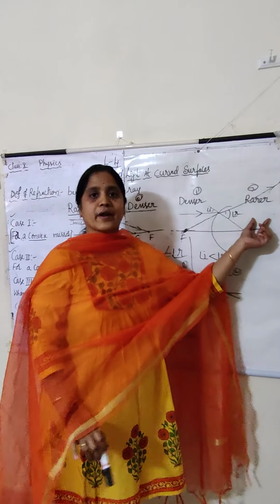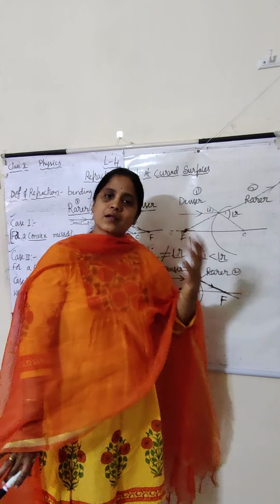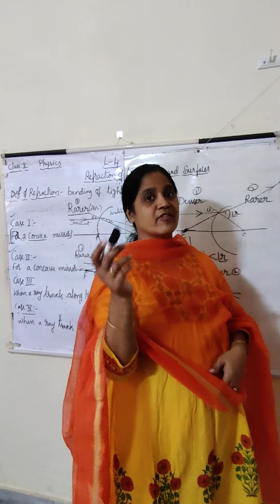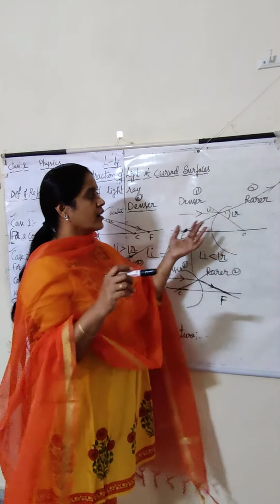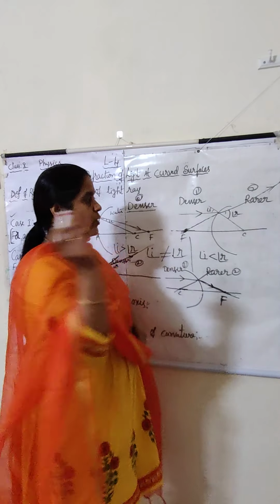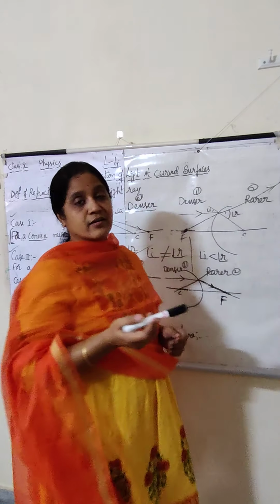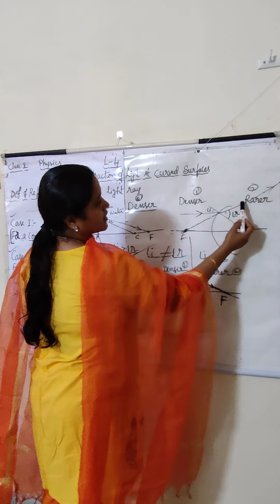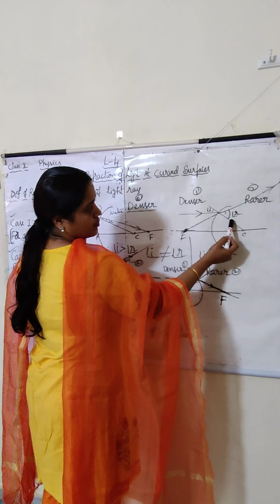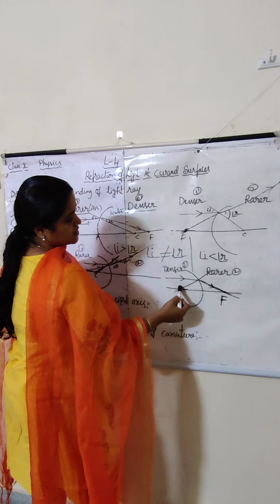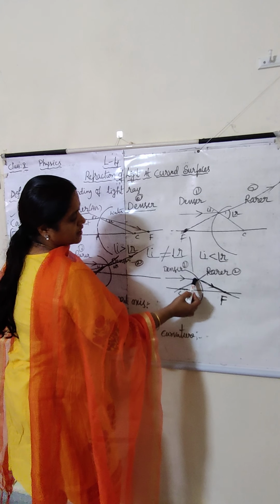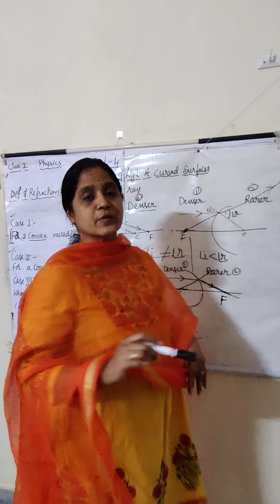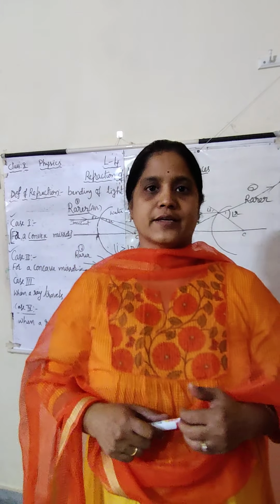Next, denser to rarer. Denser means the particles are more, so the light ray travels from heavier particles to lighter particles, and its speed increases. When the speed increases, the refracted ray travels away from the normal. So that's why the refracted ray in the rarer medium is away from the normal, and here also the refracted ray is away from the normal. So this is the principle of the refraction of light.